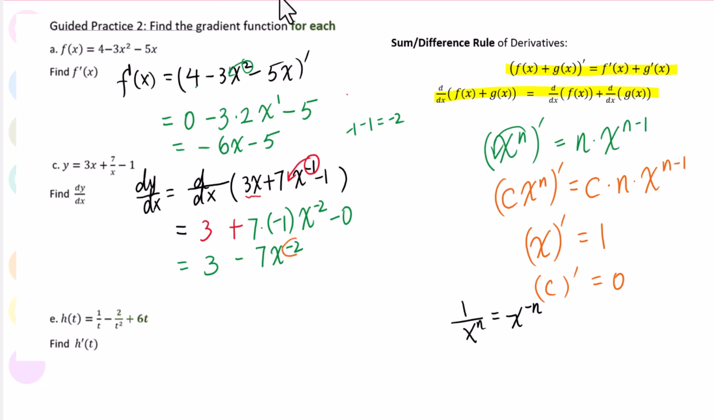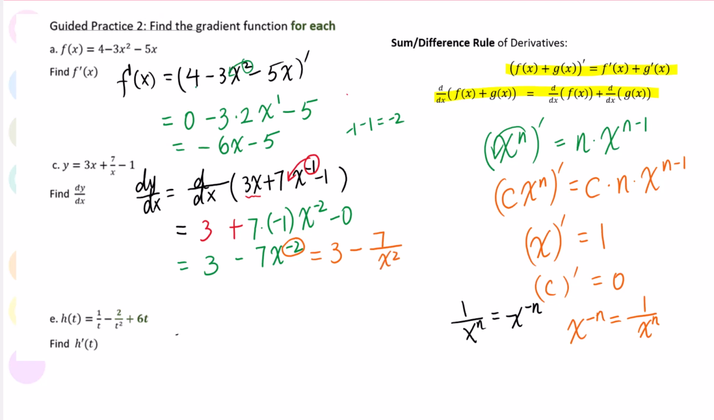For this negative 2, we have to change it into positive exponents. x to the negative nth power equals 1 over x to the nth power. So we got 3 minus 7 over x squared.